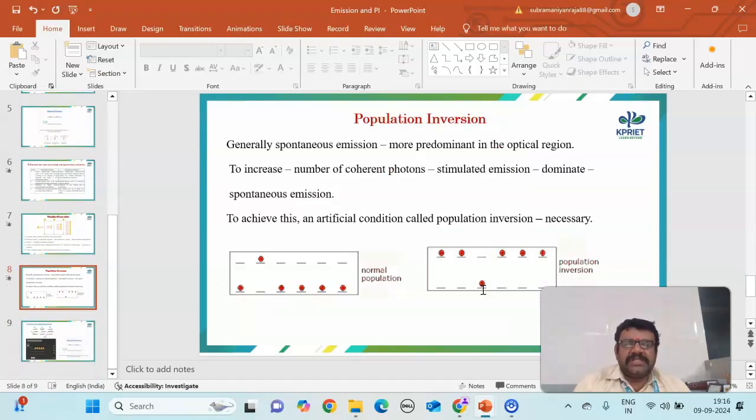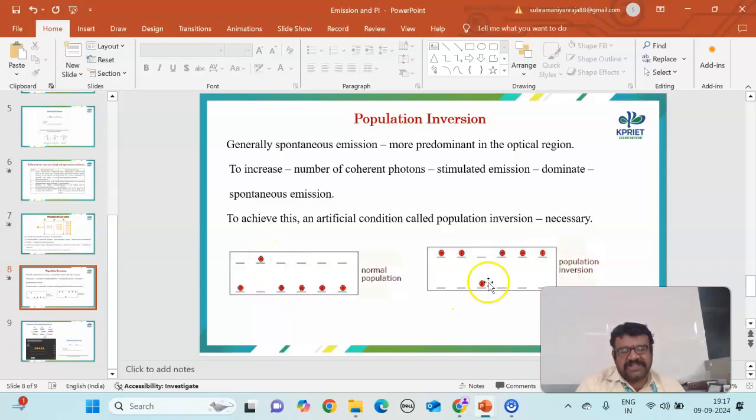Generally, spontaneous emissions are more predominant in the optical region, but we know that laser light is emitted by means of stimulated emission. To increase the number of coherent photons, stimulated emission must dominate spontaneous emission. To achieve this condition, an artificial condition called population inversion is necessary. In the first figure you can see the normal population, where you have more atoms in the ground state and only one atom in the excited state.